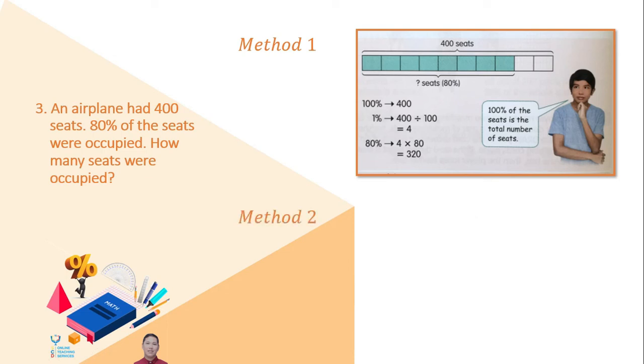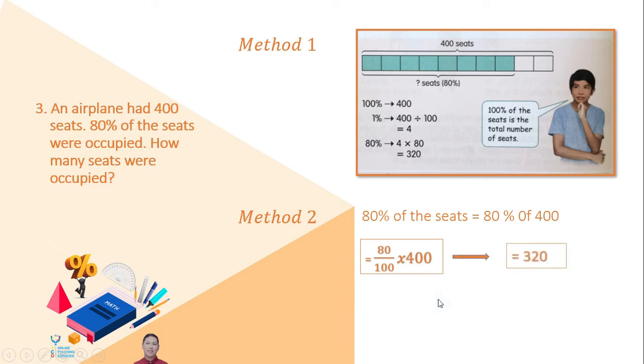We can also apply method number 2. 80% of the seats would mean 80% of 400. If we change 80% into fractional form, that gives us 80 over 100. Of means multiplication. Then we are going to multiply 80 over 100 times 400. Using your calculator, you can multiply 80 times 400, and whatever the product is, you divide that by 100, and that gives us 320. So therefore, there are 320 seats that were occupied.